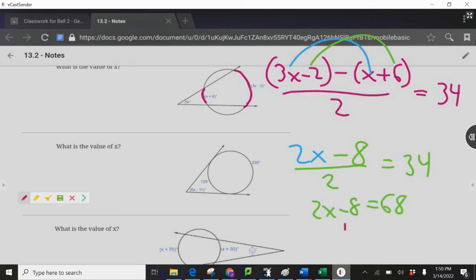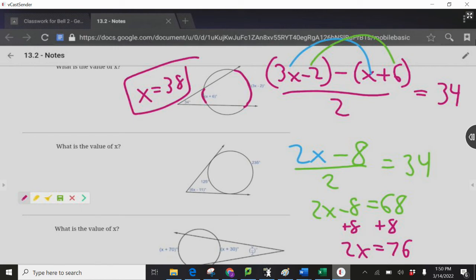Adding 8, and I'm sorry, I am zooming through the algebra a little bit here because I'm not really going to hit you with a lot of problems like this. And then dividing by 2, I get 38 for x. That would be the one above. X equals 38.